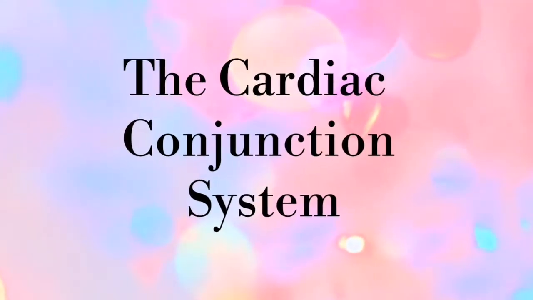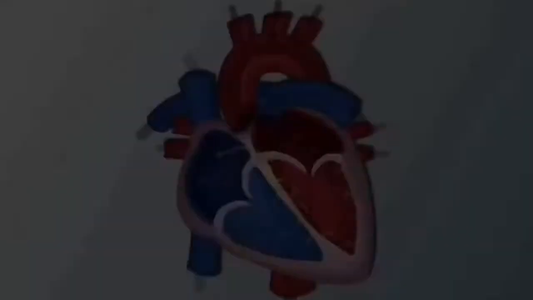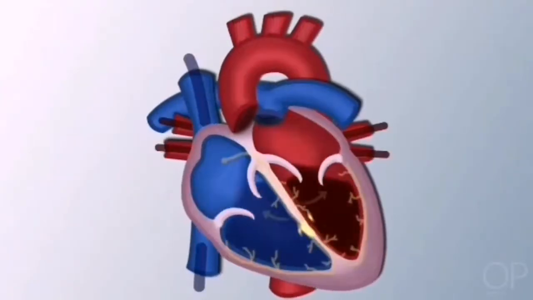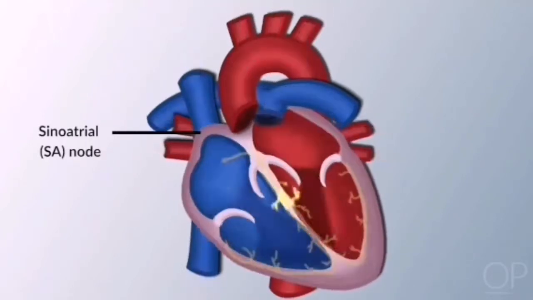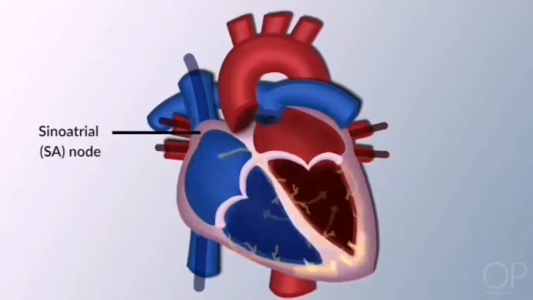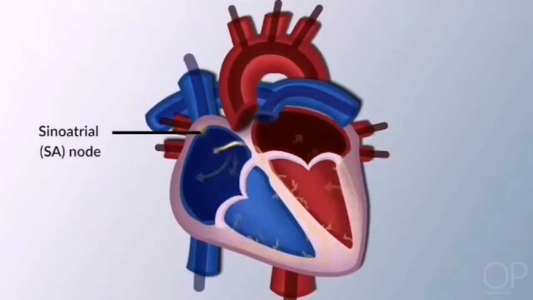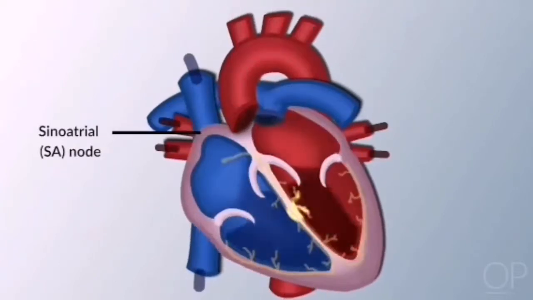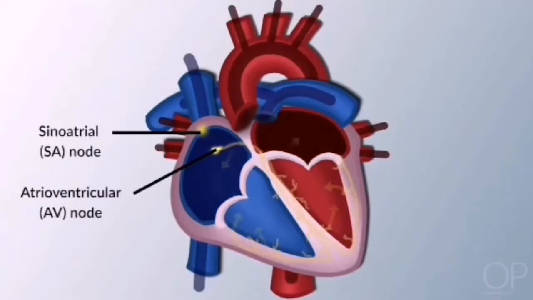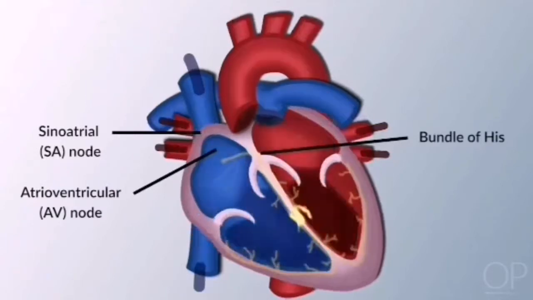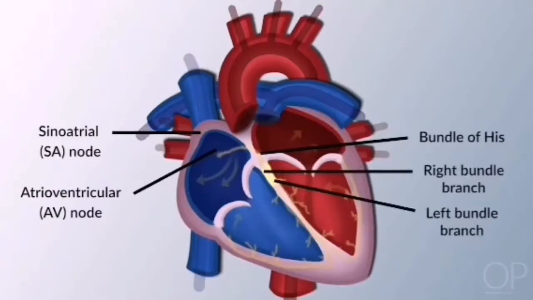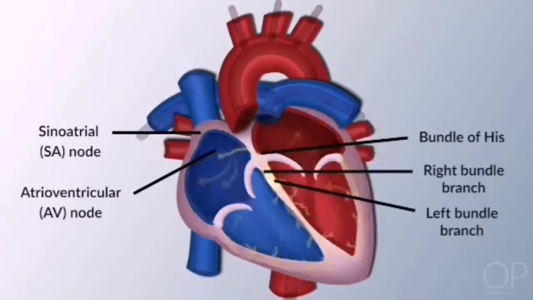The cardiac conduction system. Electrical impulses originate in the sinoatrial node, located at the junction of the right atrium and superior vena cava. Each electrical impulse generated from the SA node travels to the right and left atrium, causing the atria to contract. The impulse then travels to the atrioventricular node, then the bundle of His, and finally through the right and left bundle branches of the ventricles, causing the ventricles to contract.